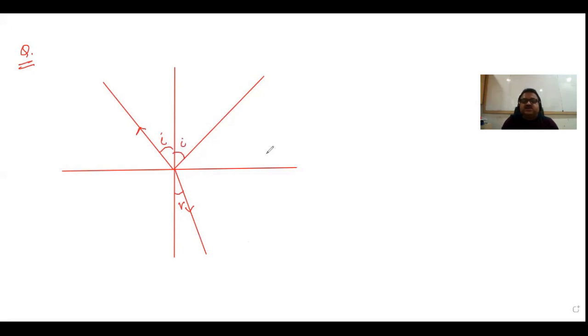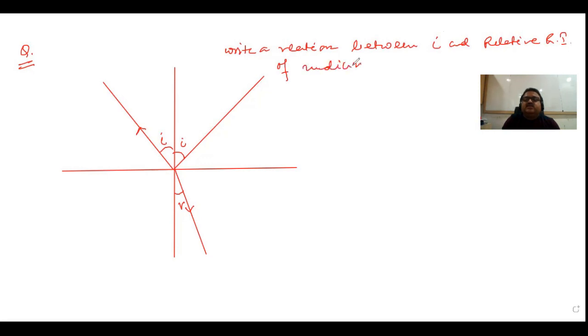The question is, write a relation between I and relative refractive index of medium 2 with respect to 1, that is mu 1 2. Assuming this is 1, this is 2.